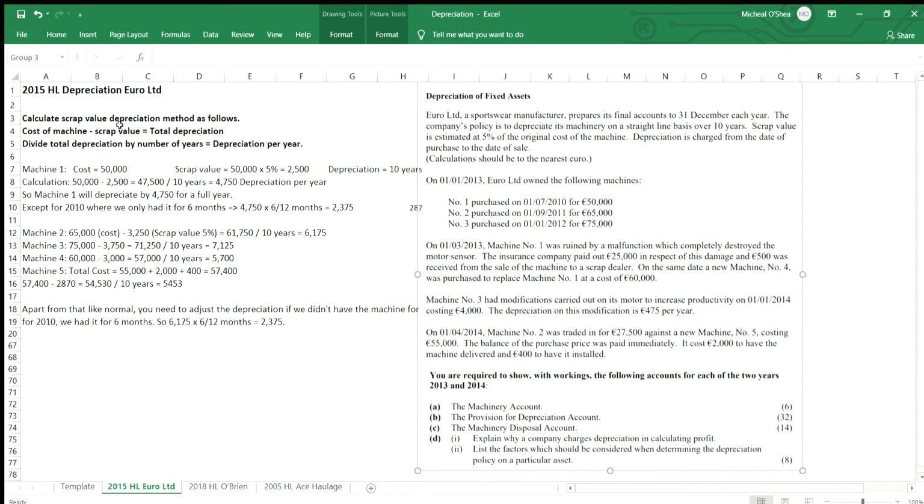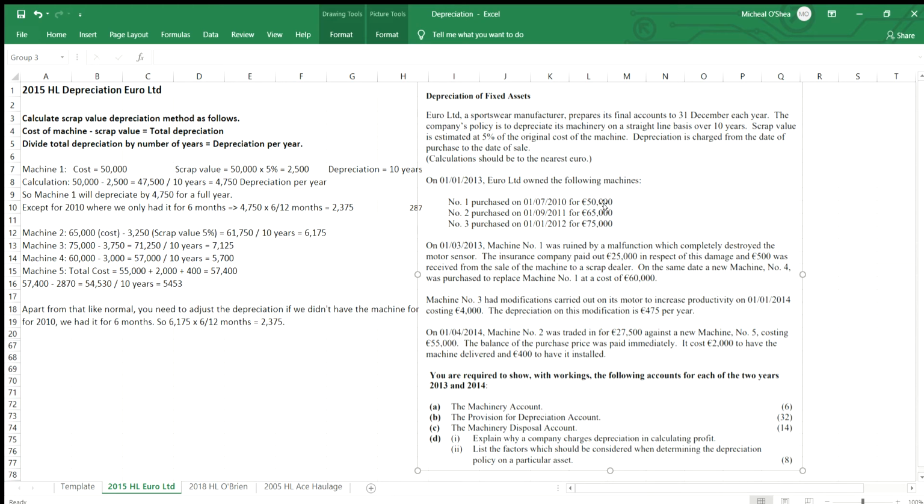So this is a scrap value depreciation method. So it's a different method. And what we do is we take the cost of the machine and we take away the scrap value. Because if the machine costs, let's say, 50,000 here, and the scrap value is 5% of it, which would be 2,500, that means that on day one it cost 50,000. And after 10 years, because we know we have them for 10 years, it's only worth its scrap value, which is 2,500. So to get from 50,000 to 2,500, it would have had to have depreciation of 47,500.